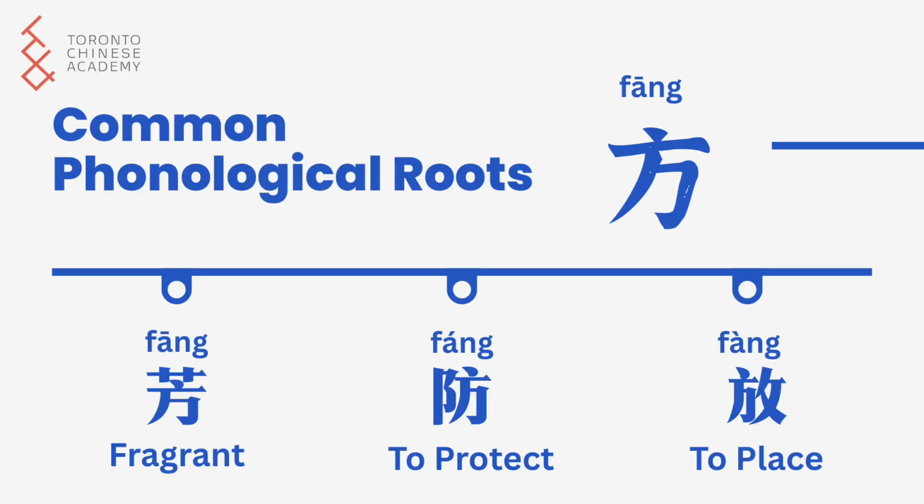For our last example, we have the common phonological root fang. The first character on the left is pronounced fang with 第一声, which means fragrant. In the middle, the character is pronounced fang with 第二声, which means to protect. And lastly, the character on the right is pronounced fang with 第四声, which means to place.